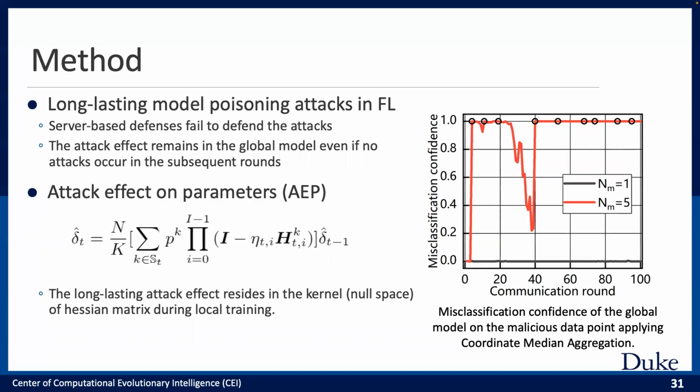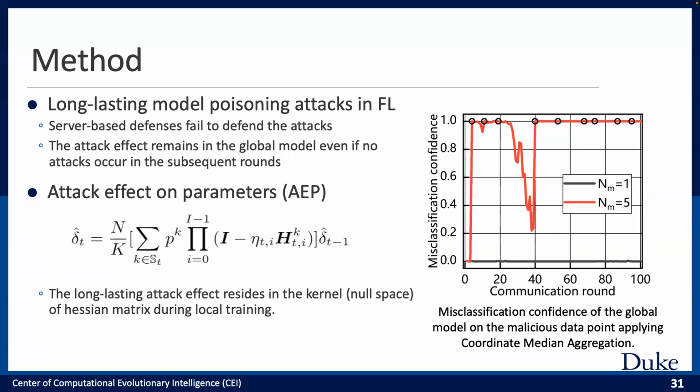To investigate the robustness of current methods under the challenging but practical attack setting, we evaluate several popular server-based aggregations, including CMA, that is coordinate median aggregation. A black circle basically shows the round that is an adversarial round. That means some attackers show up and conduct the model poisoning attack. In each communication round, 10 devices are involved in the training. The NM here means how many clients are participating in the attack.